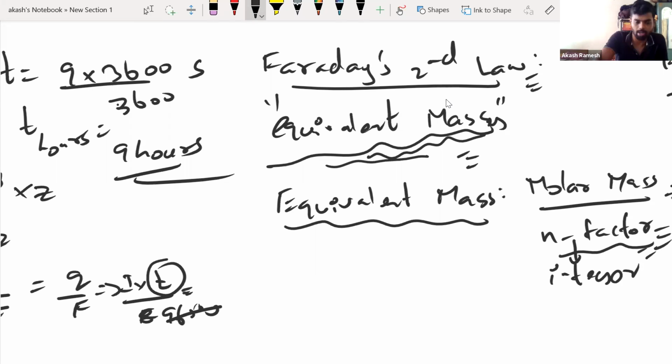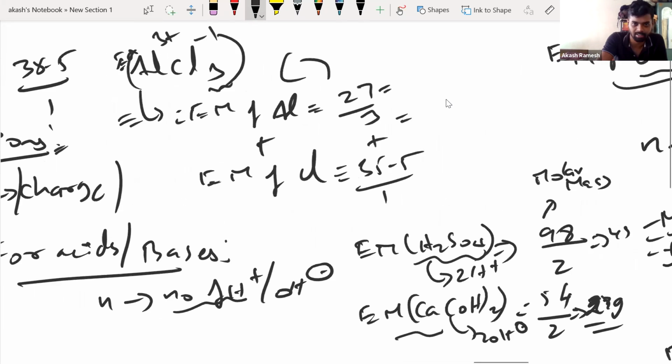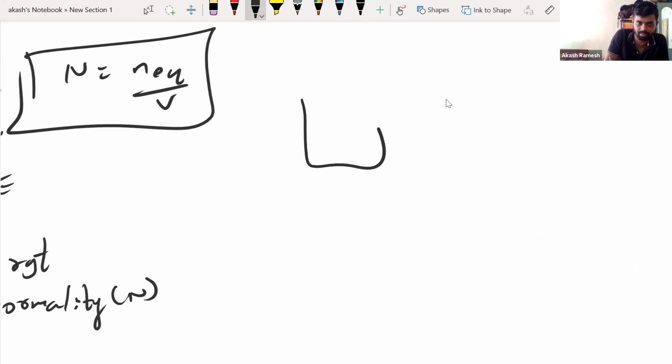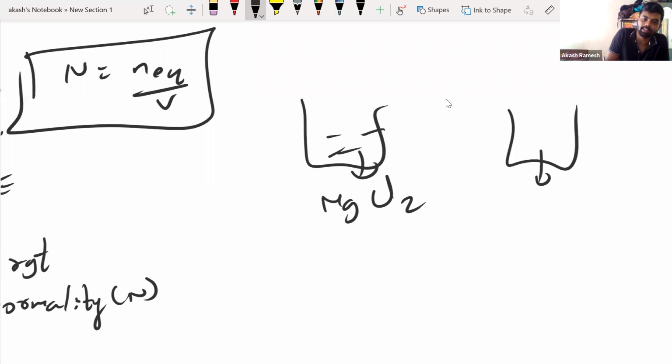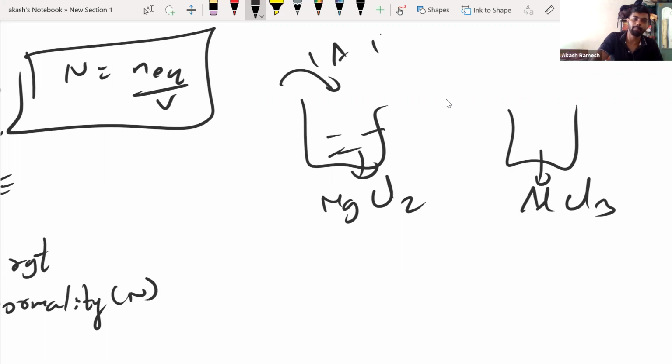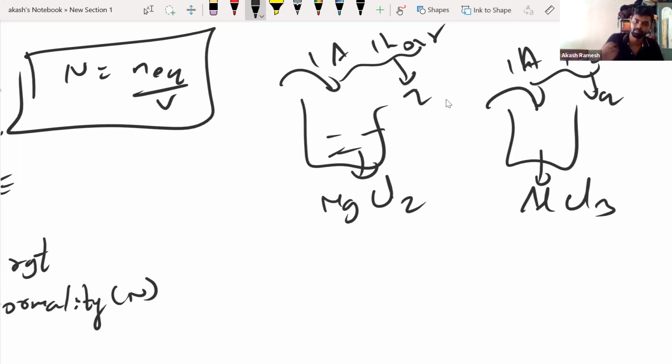What they are trying to say is, say I have 2 beakers. One contains magnesium chloride, the other contains aluminium chloride. Say to this, you pass 1 ampere current for 1 hour. To this also, you pass 1 ampere current for 1 hour. That is what you mean by same quantity. Basically, you'll get the same Q value.